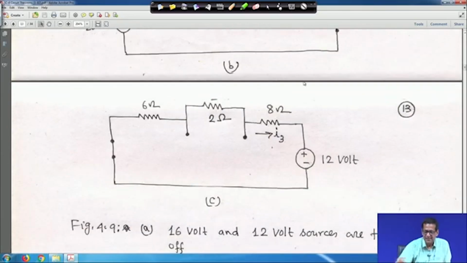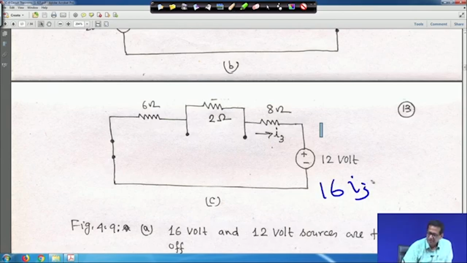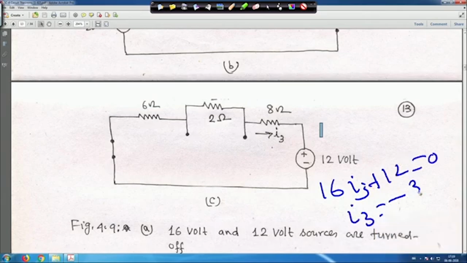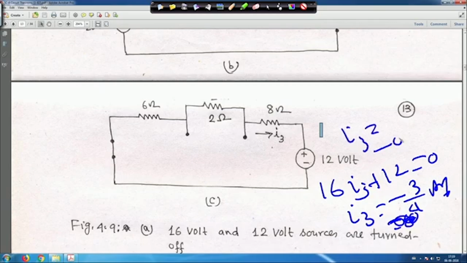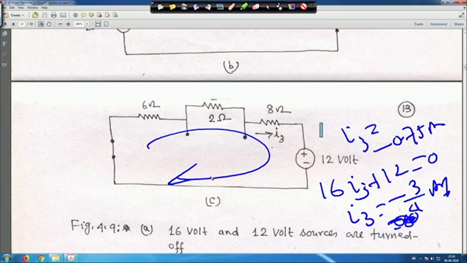For I 3 in this case, the 16 ohm is in series. If you apply KVL, it will be 16 into I 3, then encountering the plus terminal first, 12, is equal to 0. Therefore, I 3 is equal to minus 3 by 4 ampere, that is, I 3 is equal to minus 0.75 ampere, because the plus terminal is encountered first when we apply KVL like this. So, by the superposition theorem, I is equal to I 1 plus I 2 plus I 3.